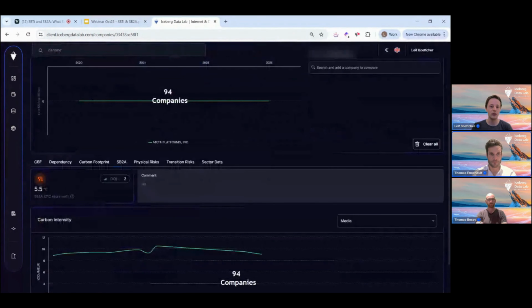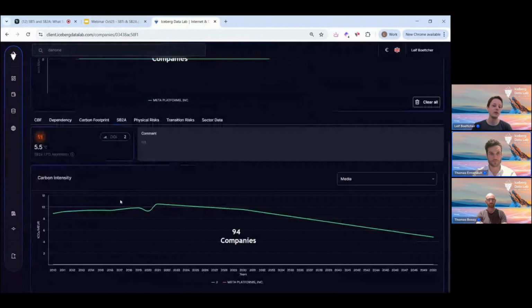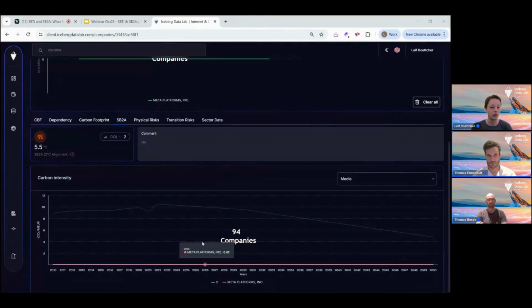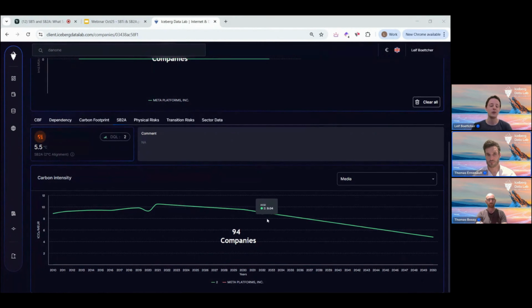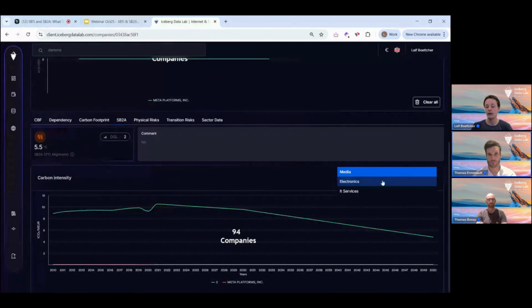But actually I want to go down here to the SB2A, so the temperature. And what is there first is the carbon intensity of Meta Platforms in their media activity. So it's almost zero, and that means that can't be the reason why their overall performance is so bad. They're way under the reference trajectory. So we're going to look at something else.